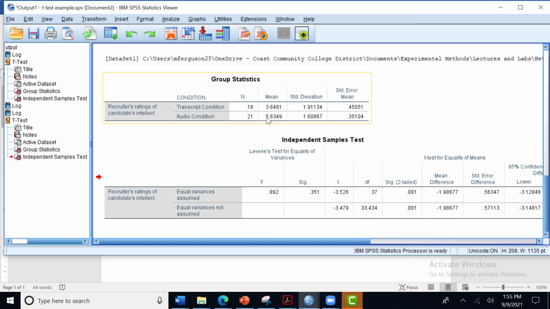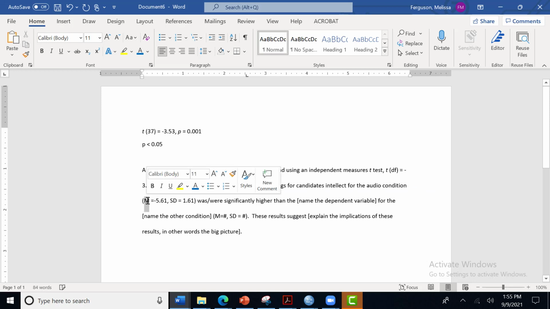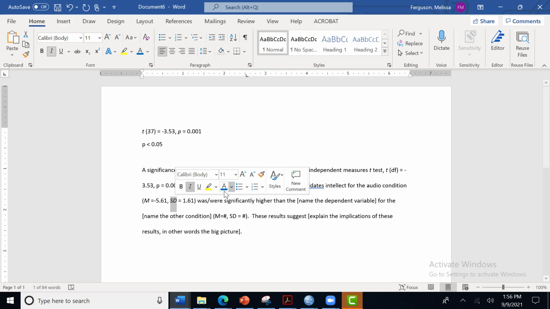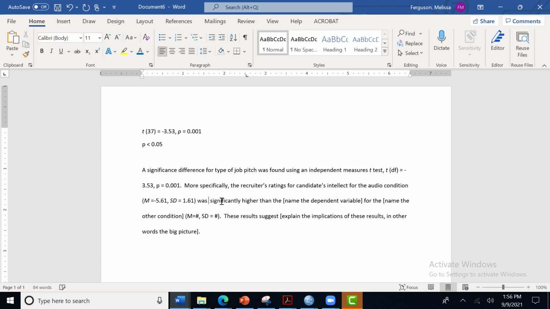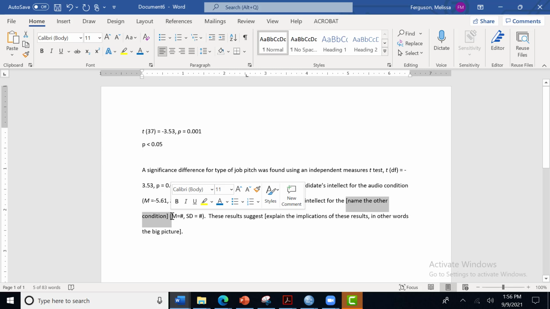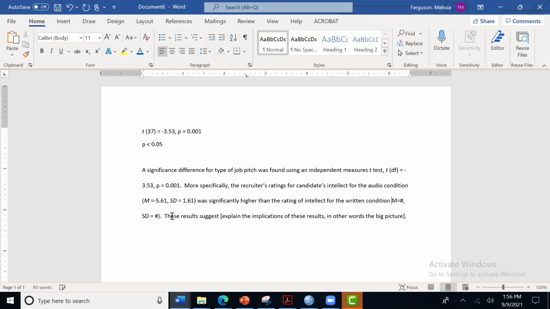So the mean is 5.63. And the standard deviation 1.61, and again we want to italicize the M and the SD because all of those letters that represent statistical notation need to be italicized. So the recruiter's rating for the candidate's intellect for the audio condition was significantly higher than the, we'll shorten this up here, rating of intellect. And we know the other condition was the written condition.